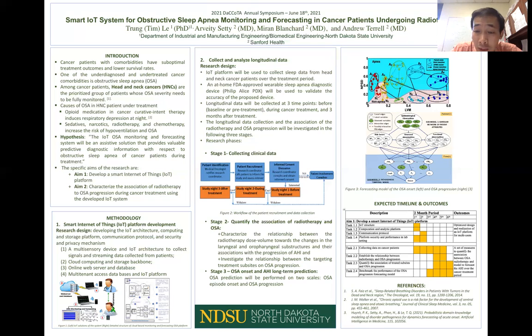The expected timeline and outcome have been shown in this table. Accordingly, we're going to perform aim number 1 and number 2 according to three different 2-month periods. The references of the work have been reported down here.